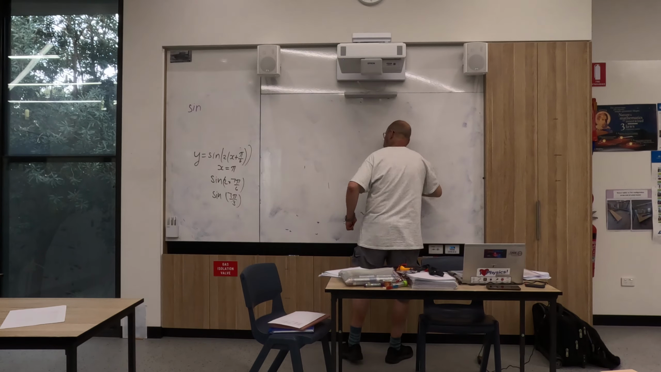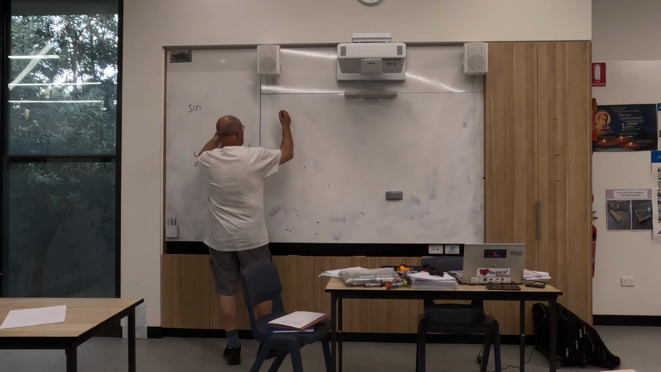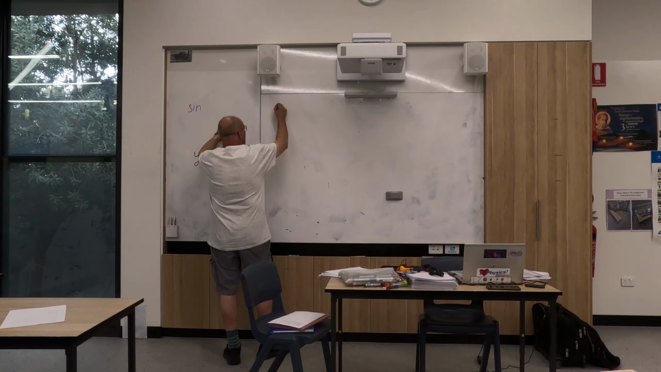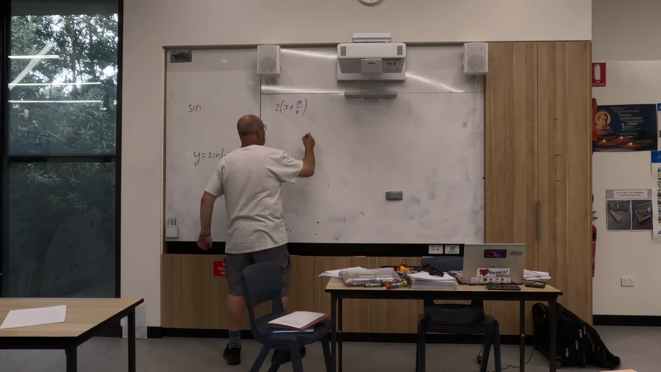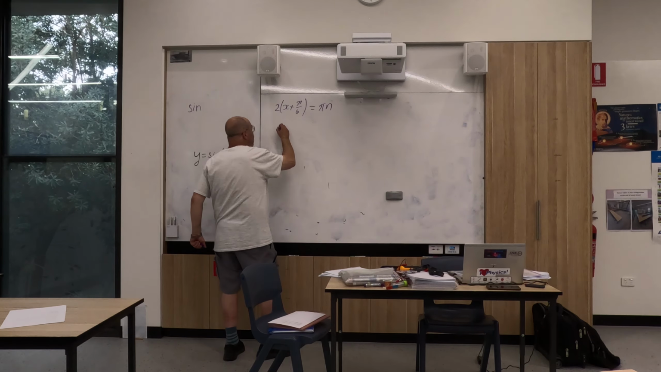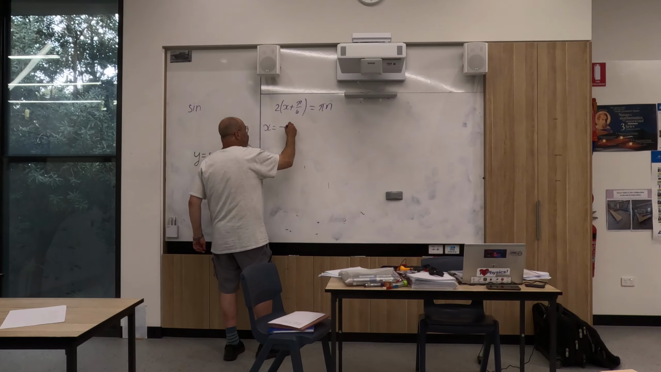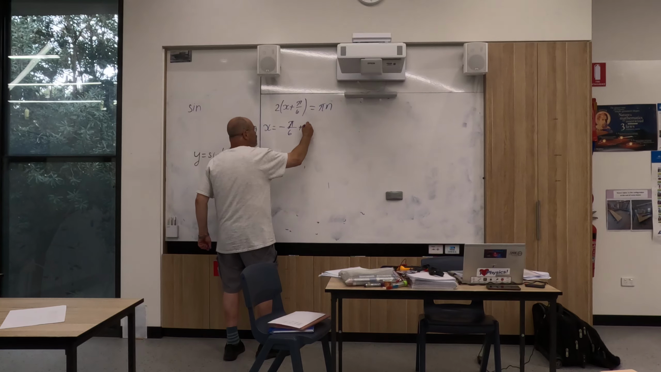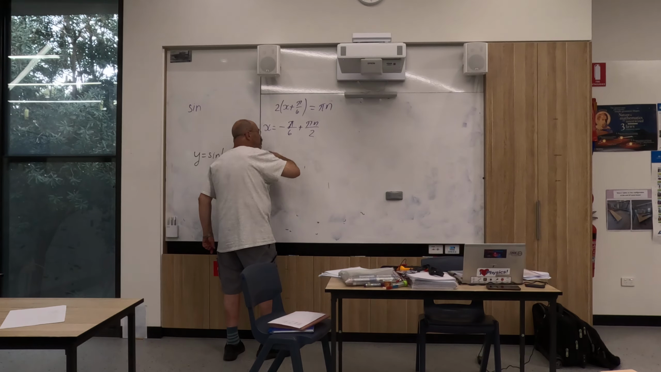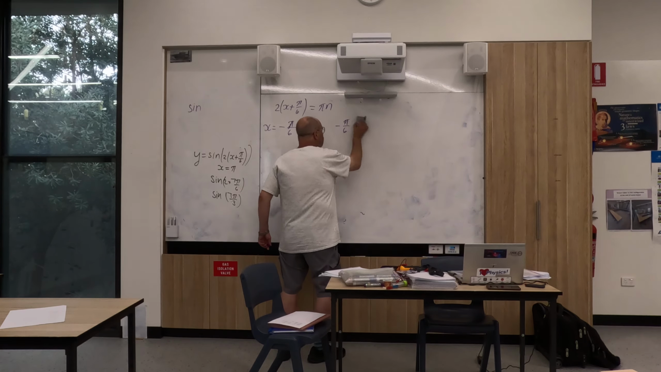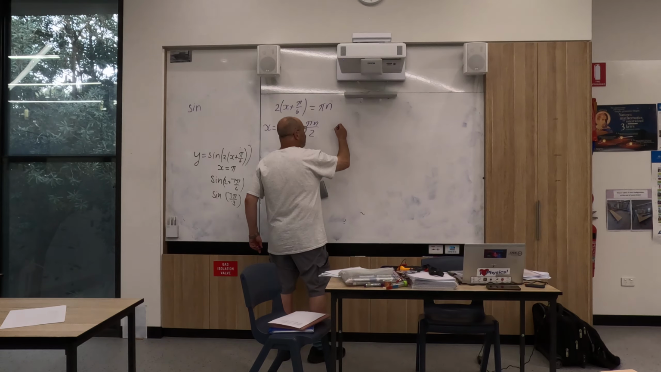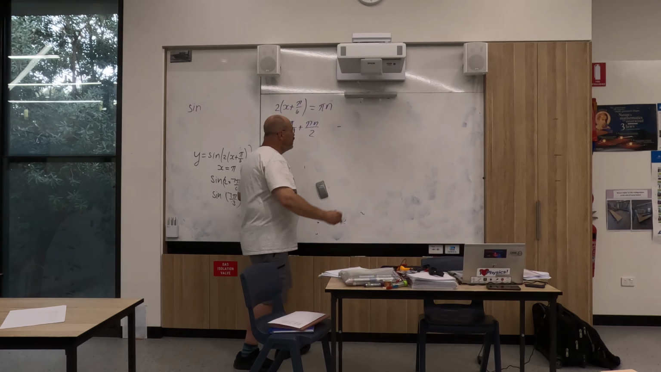So first we find the x-intercepts. We have found that 2 times (x plus pi on 6) equals pi n. So we've got the x-intercept equal to negative pi on 6 plus pi n on 2, which on our interval gives negative pi on 6 minus pi on 2.